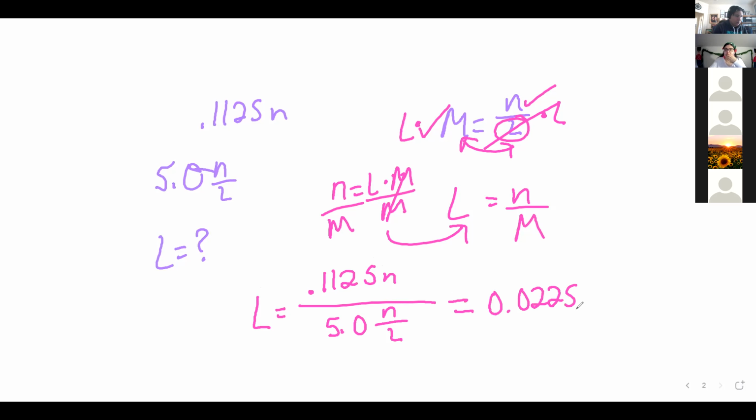And what are the units here? Milliliters? Is it milliliters? What are we working with? Liters, right? So then is this an option? No, so we have to convert it to milliliters. How do we convert it to milliliters? Multiply by 1,000. And what does that give us? 22.5 milliliters. Okay, so now is this an answer? Yes, it's B. All right.